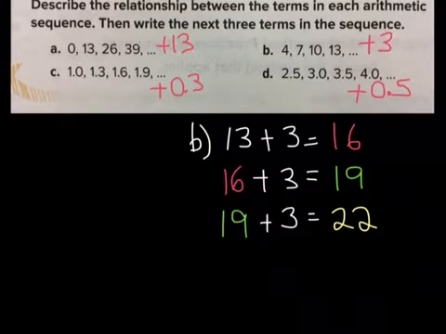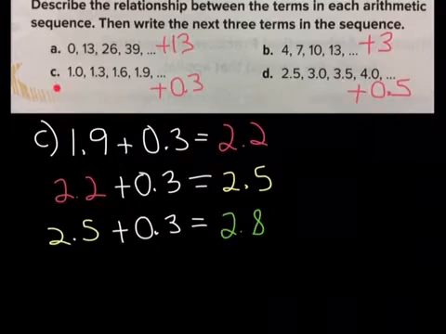And for B, as we mentioned, the rule is plus 3. So I took my 13, my last term, and I added 3, I got 16. Then to 16, I added another 3, I got 19. And then to my 19, I added another 3, and I got 22. And there are my next 3 terms. Again, you can copy those right there.